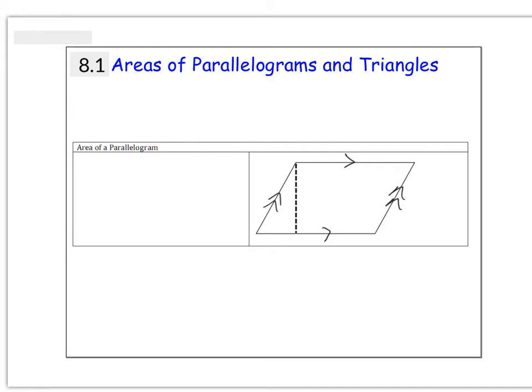In this parallelogram, I'm going to call one side the base. So I'll say this down here is the base. Then this dotted line that comes down and is perpendicular to that can be called the height. The base and the height of a parallelogram have to meet at 90 degrees. They have to be perpendicular. So if we wanted to find the area of this parallelogram, the formula is base times height. B stands for base, H stands for height.